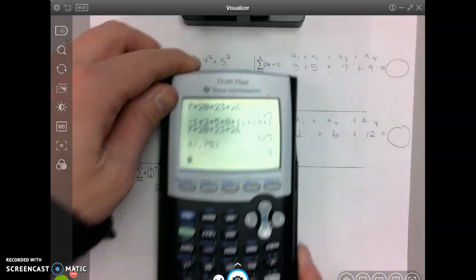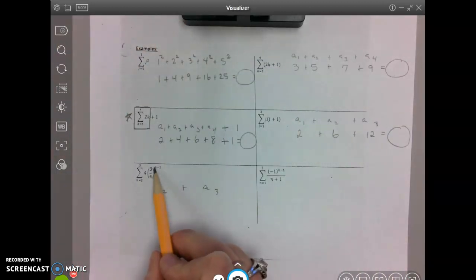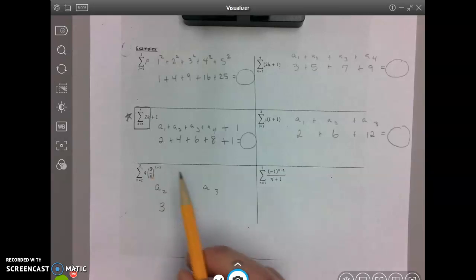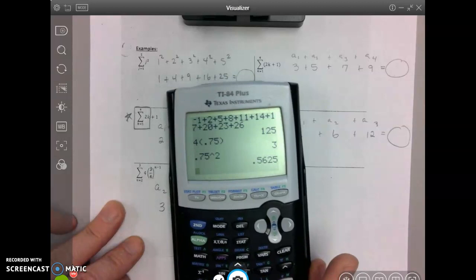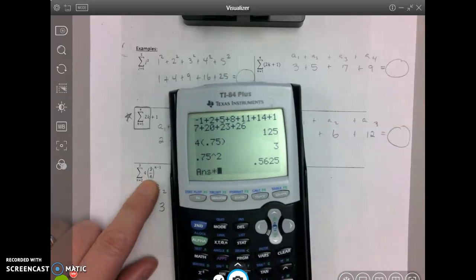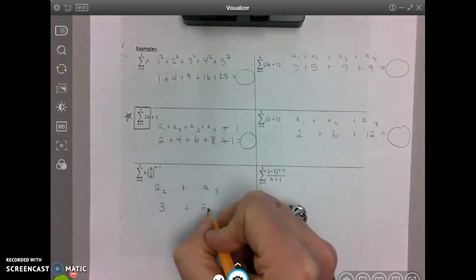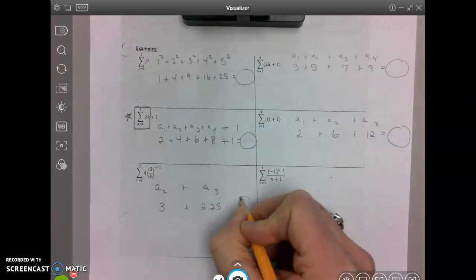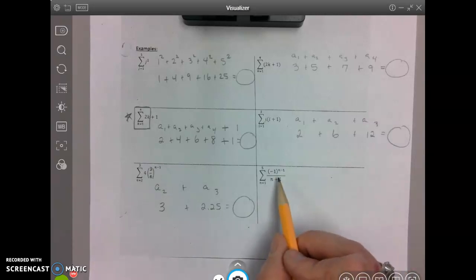We get 3. Now let's put a 3 in here. 3 minus 1 is 2. So I've got 3/4 to the second power. So I'm going to do 0.75 to the second power. And then I'm going to multiply that by 4. And I get 2.25. And then I simply add those up. Let's go to the next one.